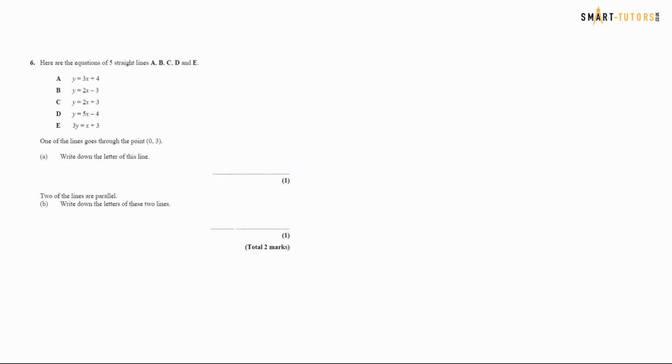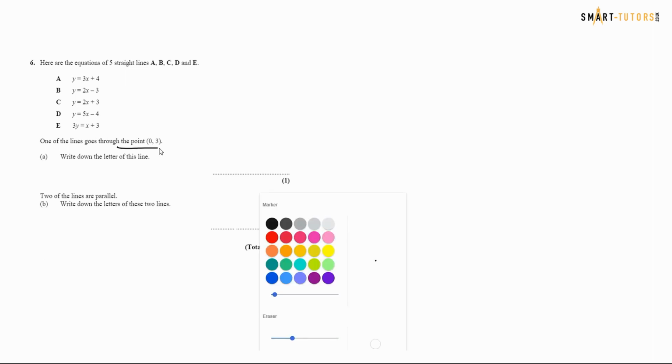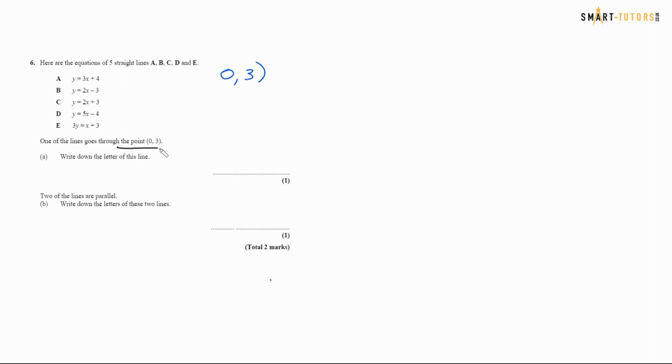Question number 6. Here are the equations of 5 straight lines A, B, C, D and E. So all the equations are given. One of the lines goes through the point 0, 3. So write down the letter of this line. So how can we find out the line which is passing through 0, 3? So this 0 is the x coordinate and 3 is the y coordinate. So if you substitute in the first equation, y equals 3x plus 4, y is 3 and x coordinate is 0.